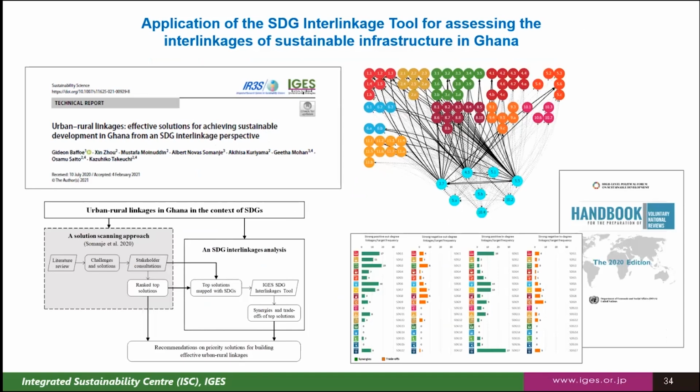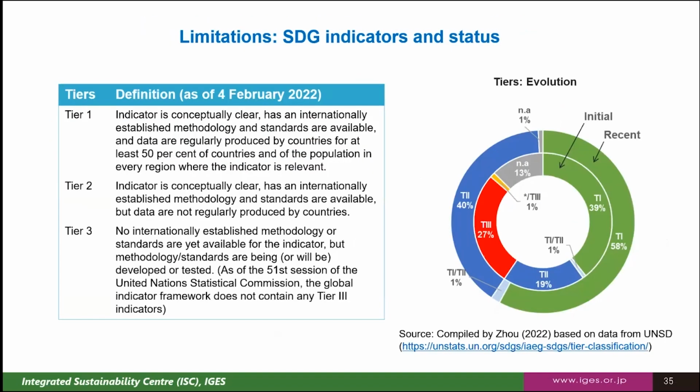The tool was also used to assess the interlinkages of sustainable infrastructure and SDGs in Ghana. And this work was published in a paper in the Sustainability Science journal. The results were reflected in Ghana's VNR 2019 and used as an example for assessing the interlinkages among the three dimensions in the handbook for voluntary national review of the United Nations Department of Economic and Social Affairs, UNDESA.